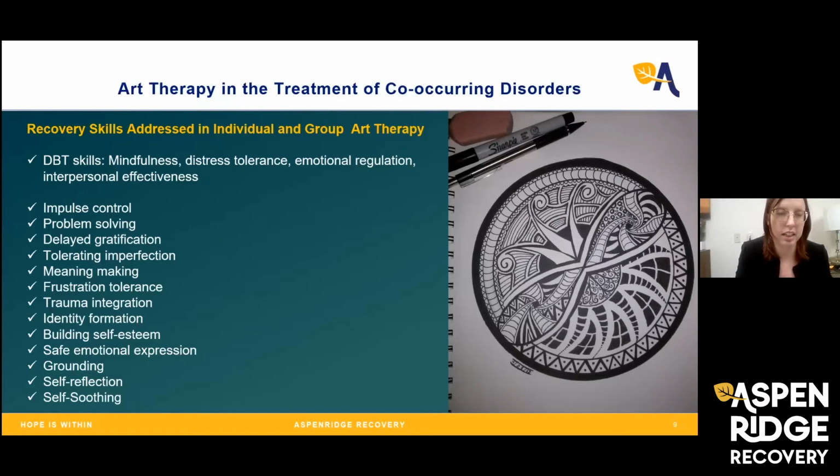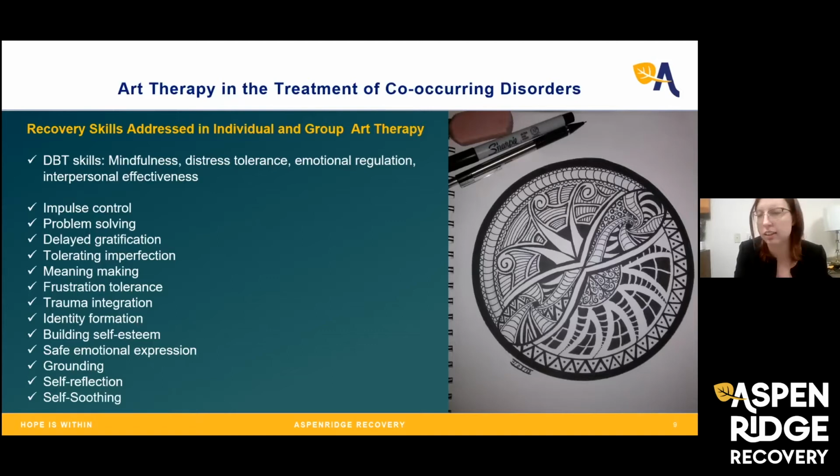Building self-esteem. Even really just success-oriented type of art can be helpful when people's depression is really strong, and we can build that self-efficacy and self-esteem. Safe emotional expression, grounding, getting ourselves in our body and in the moment, self-reflection, and self-soothing.